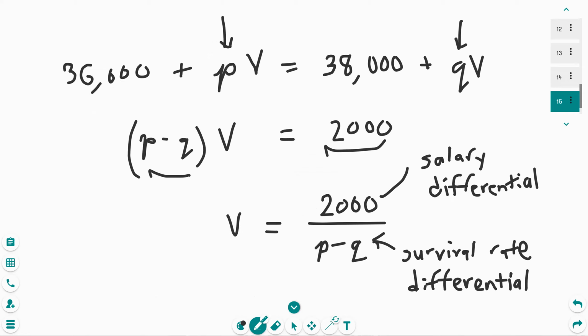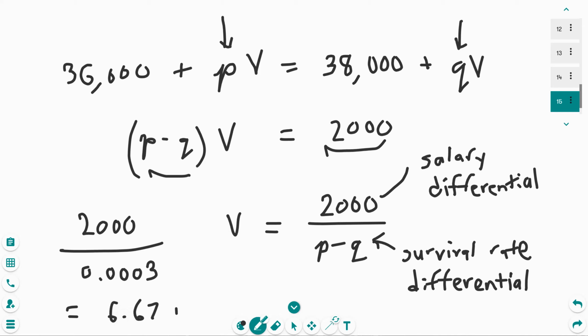So we can recall that P minus Q is going to be equal to 0.0003. And if we take the $2,000 wage differential and divide it by that 0.0003, we get an implied value for V of 6.67 million. That's the value on being alive that will be implied by the choice of taking that extra $2,000 salary and also having a little bit higher mortality rate.